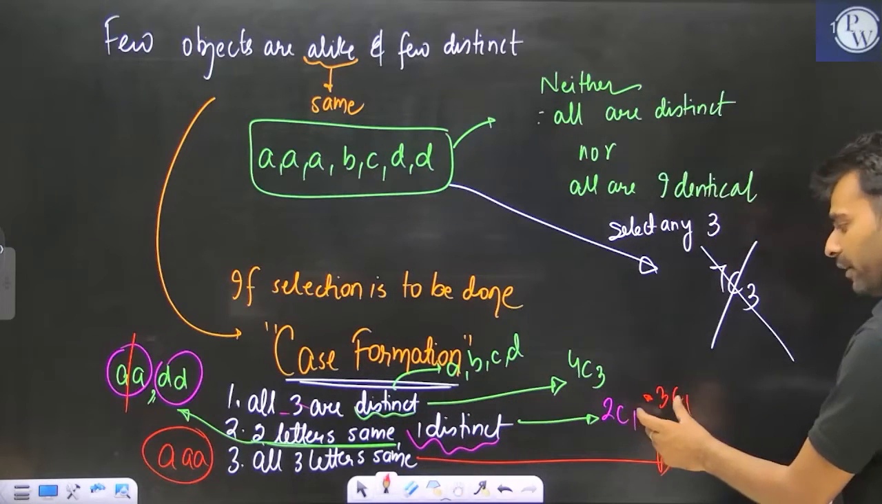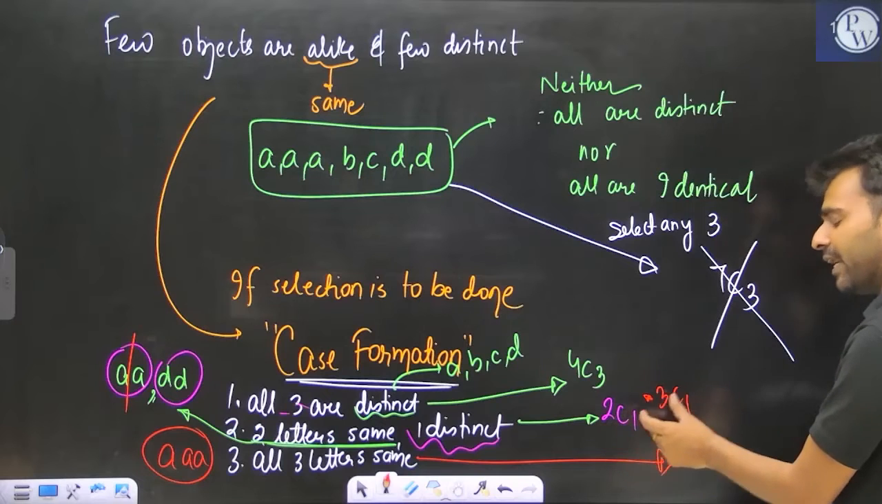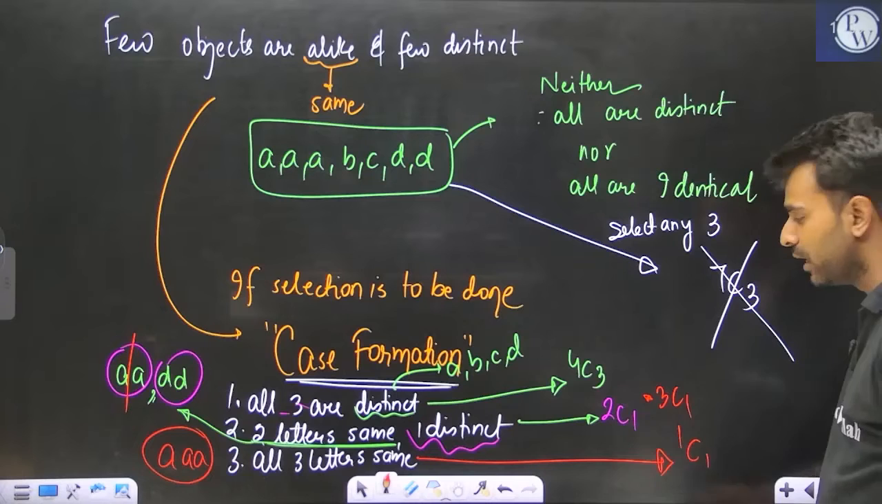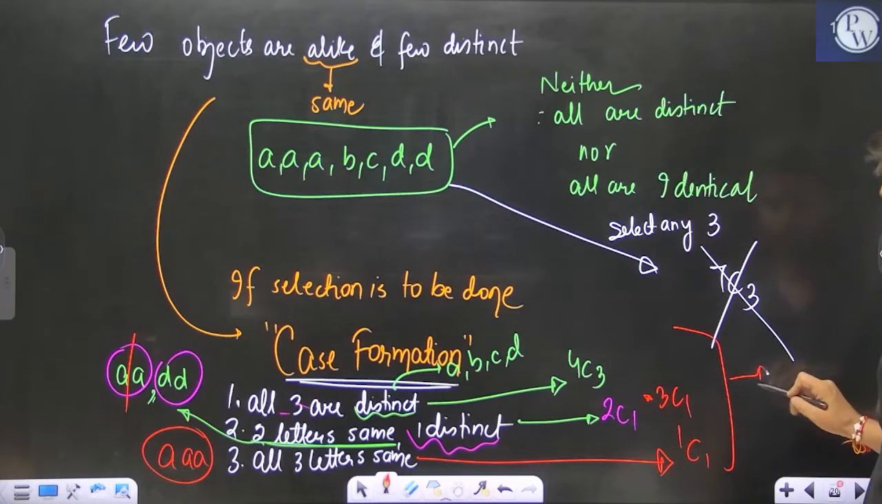That's why, look, we have to select two things identical and one thing distinct. So we have to do both of these tasks. That's why we have multiplied in the middle case. I hope you are clear with this. So the total number of ways is going to be 4C3 plus 2C1 into 3C1 plus 1C1.